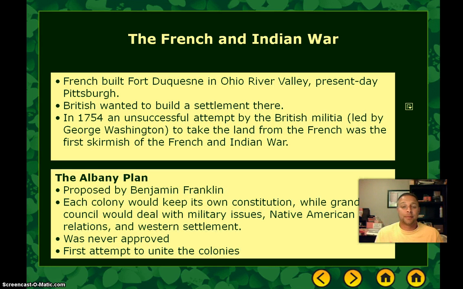It's during this time that Ben Franklin comes up with the Albany Plan, which is basically the first plan to unite the colonies in a confederation where they would each have their own constitution, but they would appoint a Grand Council to basically deal with foreign issues and expansion, Native Americans, and things of that nature. It wasn't approved, but it's an important first step.